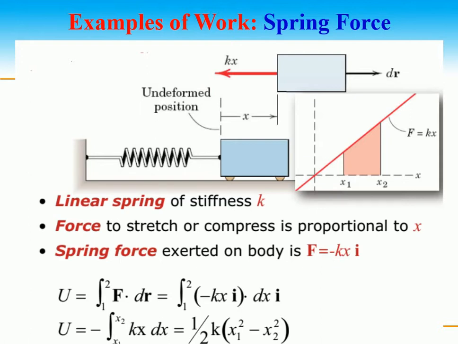Let's see the example of work done by the spring force. According to Hooke's law, the force is directly proportional to the displacement, so it is a straight line passing through the origin, with no y-intercept. F is equal to kx. The area under this curve between the two points gives the work done, or the energy stored in a spring. The linear spring has stiffness k, in newtons per meter. The force to stretch or compress is proportional to x, and the spring force is of course minus kx i.